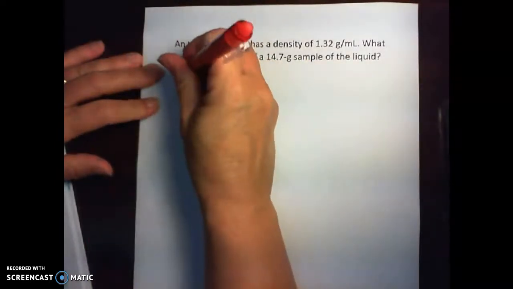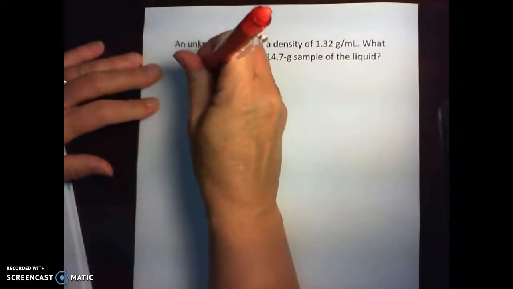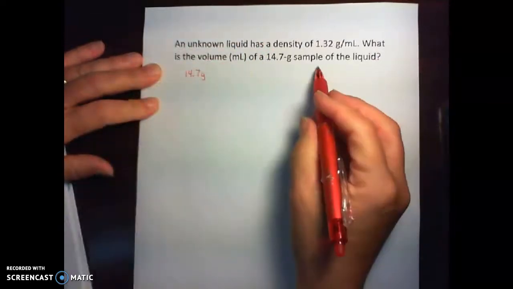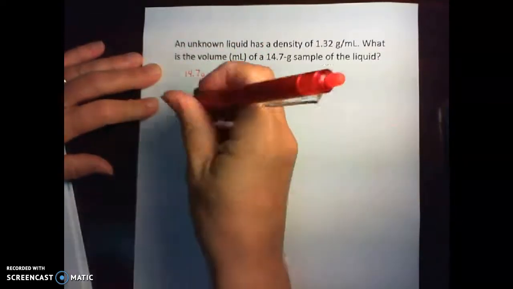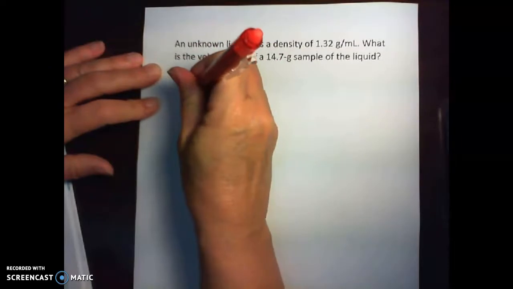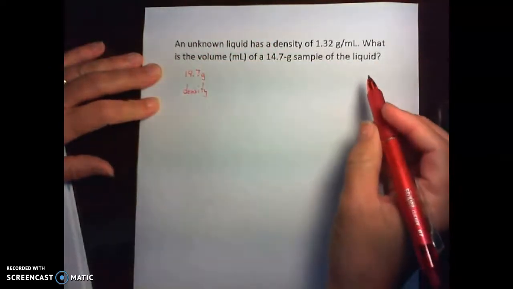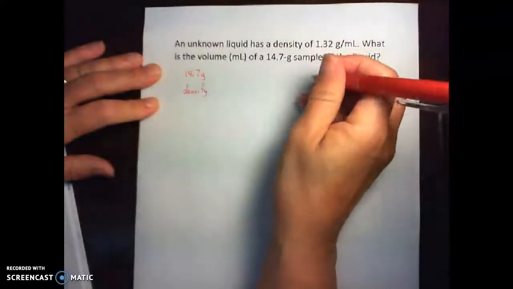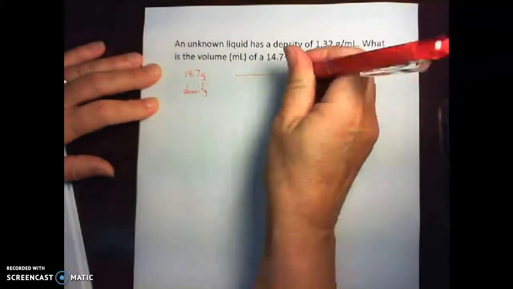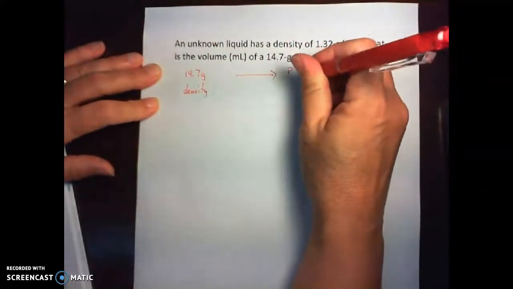We're given that you have 14.7 grams of a sample, and we're also given the density of the sample. We would like to know what the volume is in milliliters. So question mark milliliters.